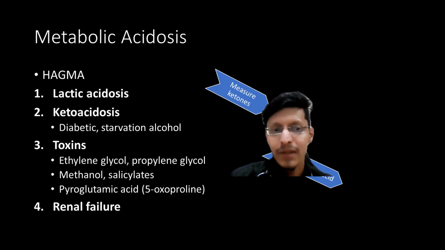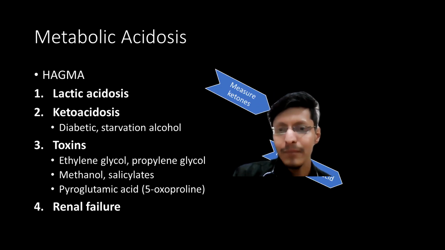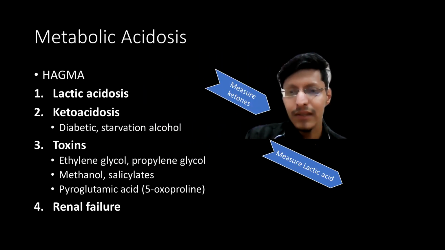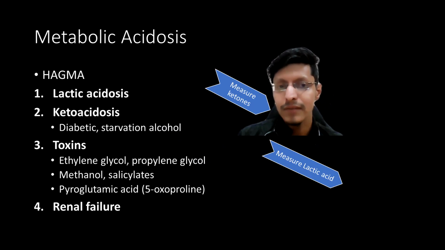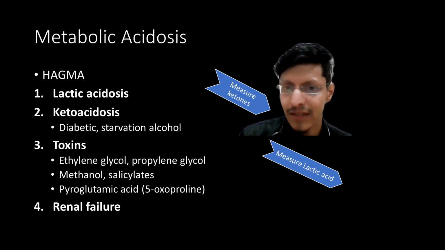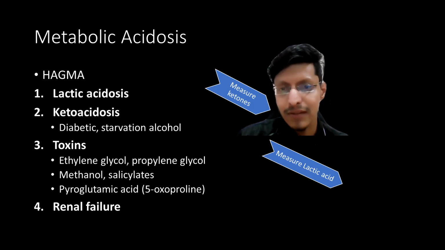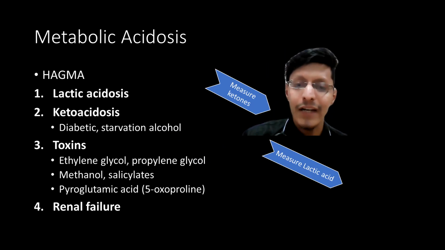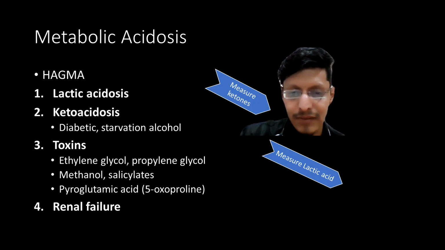So what are the conditions for metabolic acidosis? For the high anion gap metabolic acidosis, we have already talked and we'll talk about it again. The conditions are lactic acidosis, ketoacidosis, toxins, and renal failure. So how will you approach it? You will measure the ketones and you will measure the lactic acid in the blood.